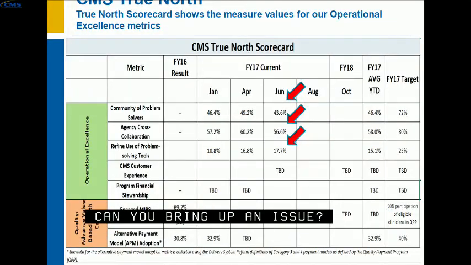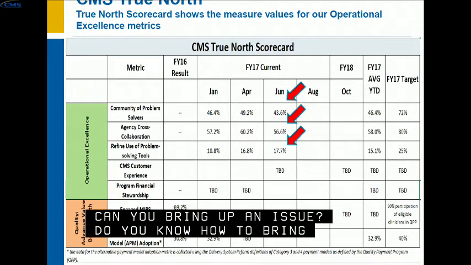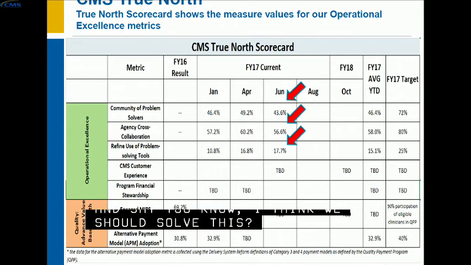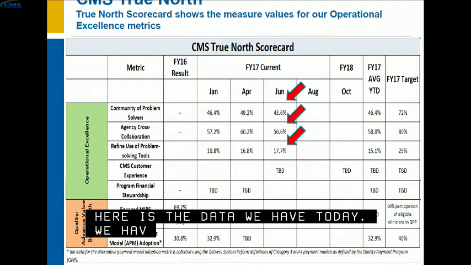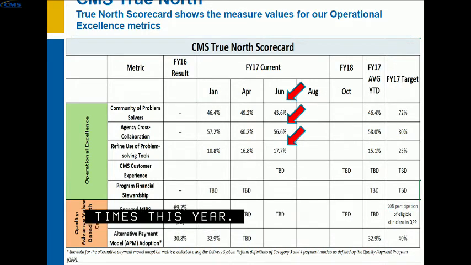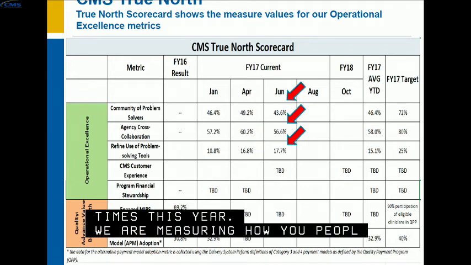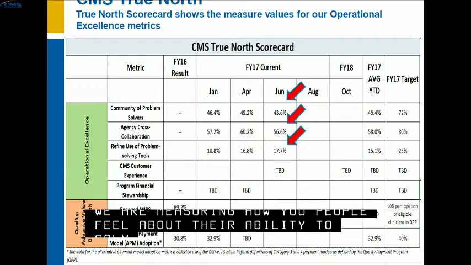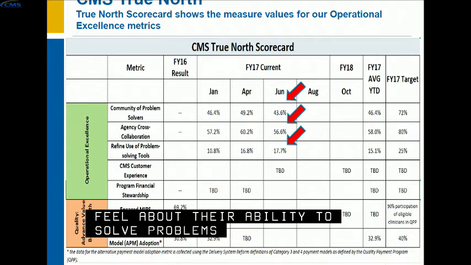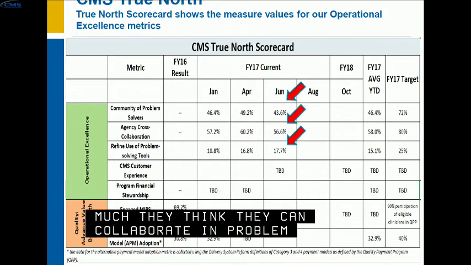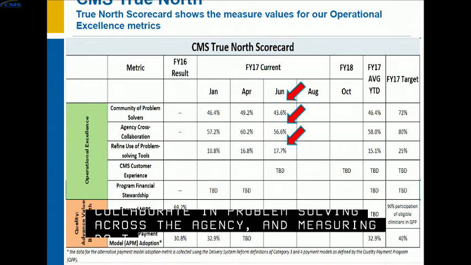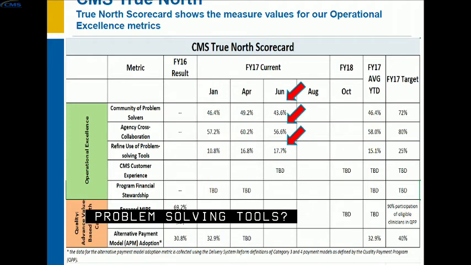So here's the data we have to date. We've done this survey now three times this year. And we are measuring how do people feel about their ability to solve problems. We're measuring how much they think they can collaborate on problem solving across the agency. And we're measuring do they know about the use of problem solving tools? Are they comfortable they have a set of problem solving tools that they could use to solve problems in their own area? And you can see where we are.